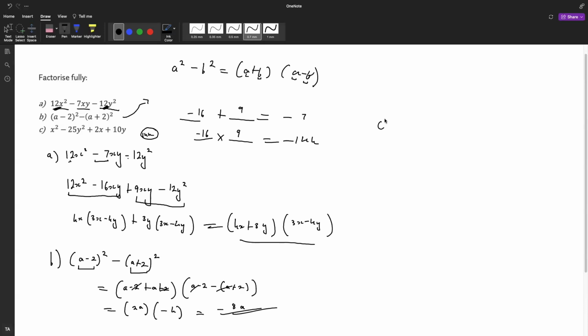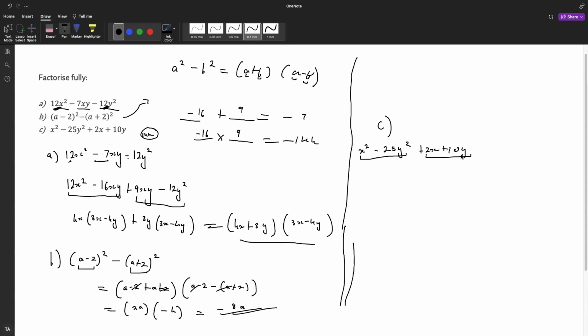Okay, then if you go through part C, which I'll just do here, now we have x squared minus 25y squared plus 2x plus 10y. Okay, so I'm just going to write that down again. x squared minus 25y squared plus 2x plus 10y. So we've got four expressions here. So the easiest way to do this would be if we can factorize these first two expressions, and then we can factorize these.